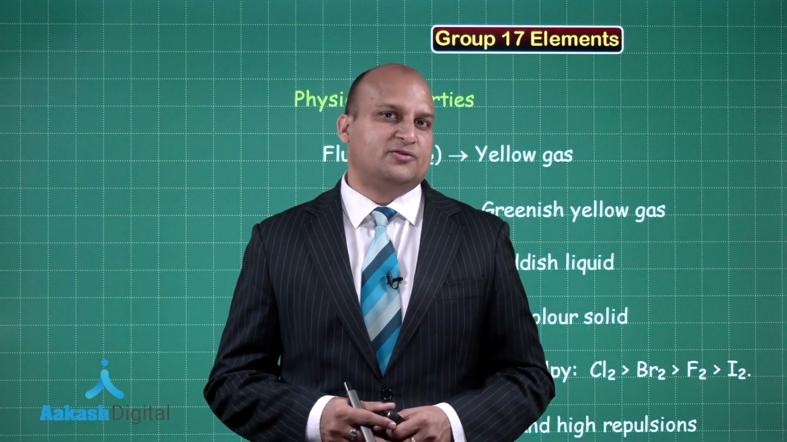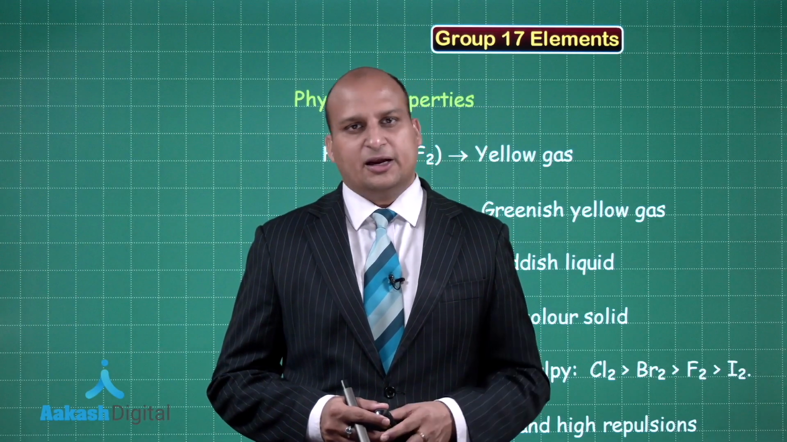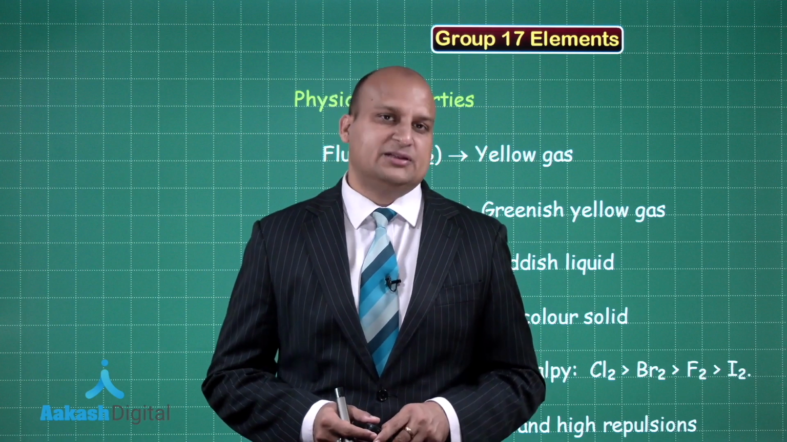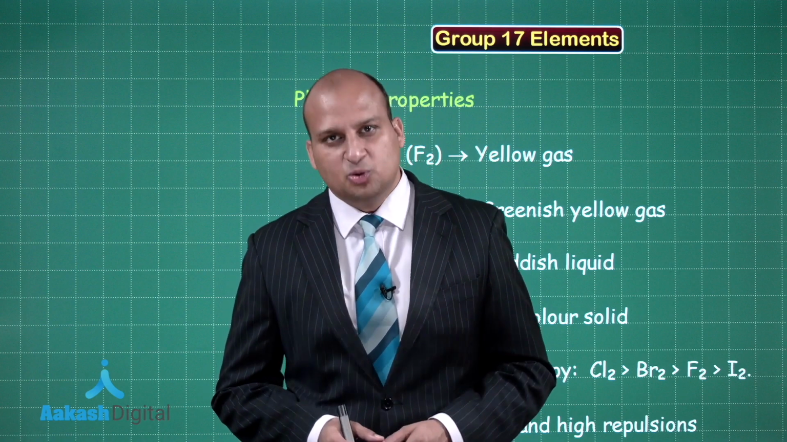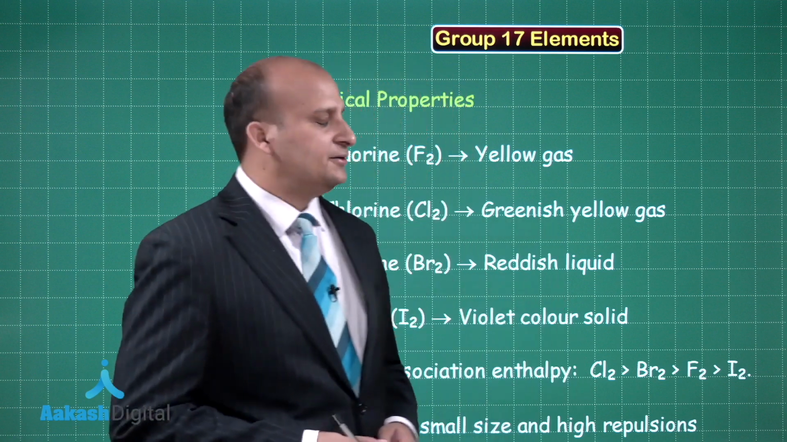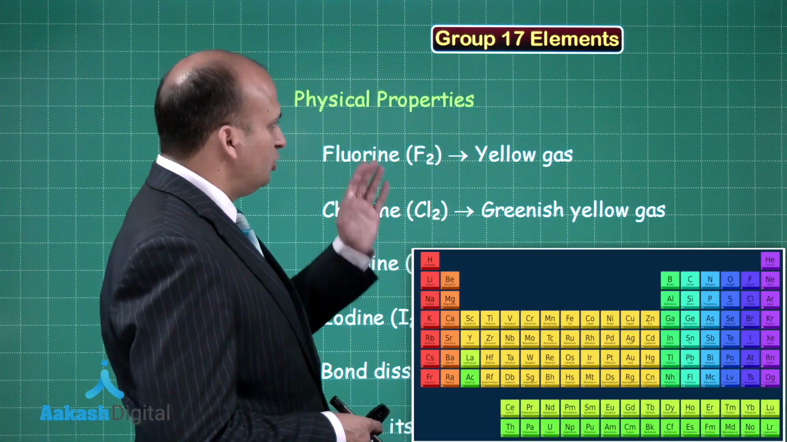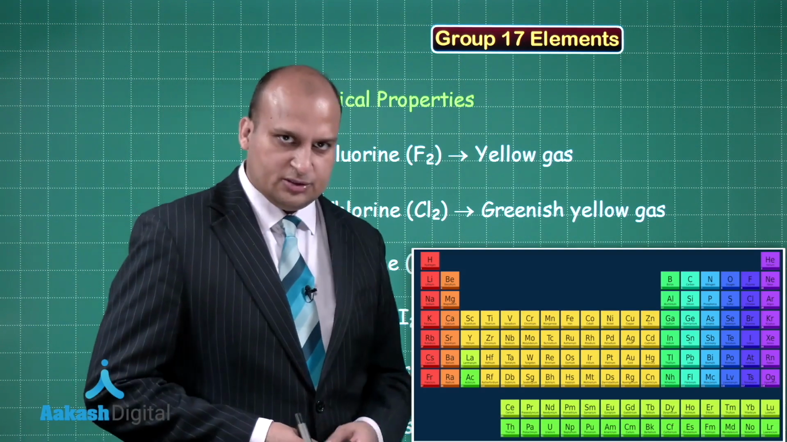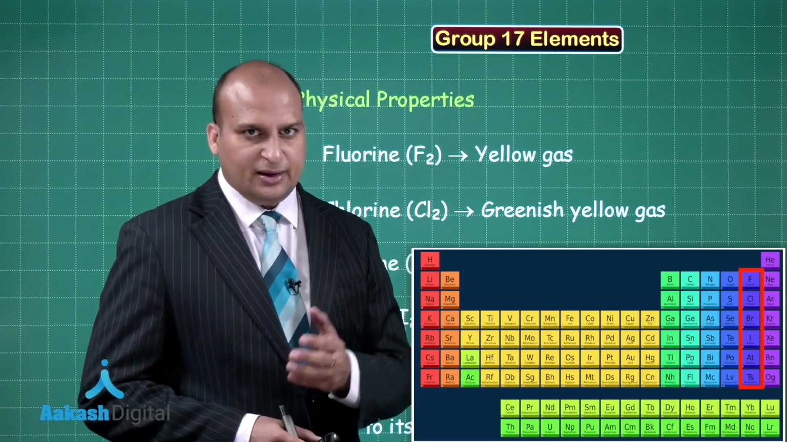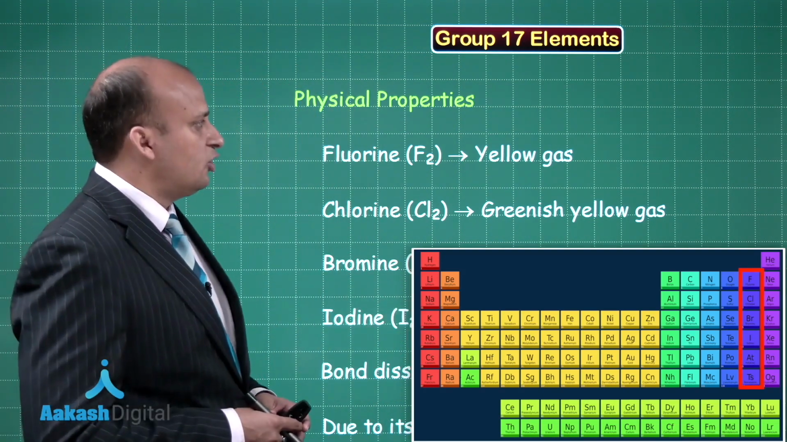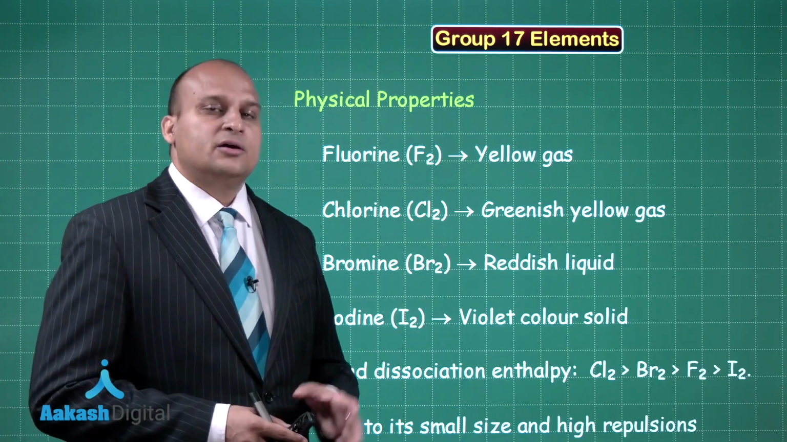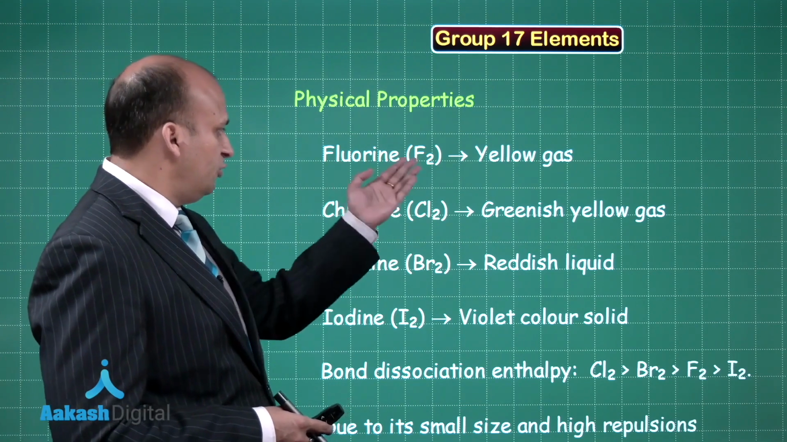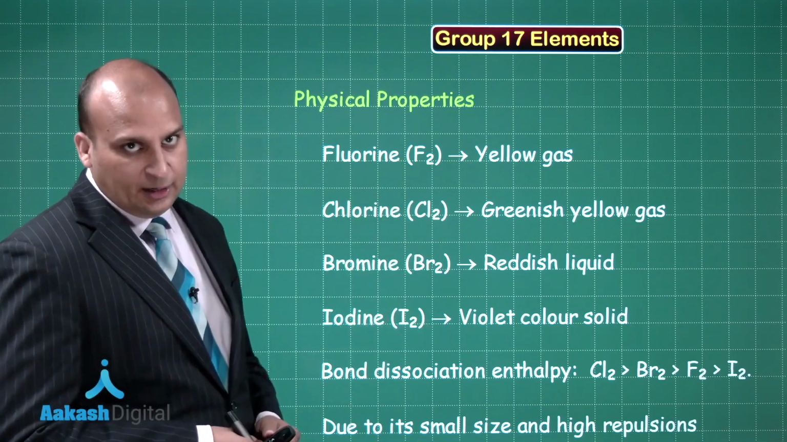Dear students, we have talked about the boron, carbon, nitrogen and oxygen family in the previous segments. In this segment, we will focus on the halogens and noble gases. Let us start. The group 17 elements are the halogens, that is fluorine, chlorine, bromine and iodine. We do not talk about astatine much, that being radioactive. So, our focus will be on fluorine, chlorine, bromine and iodine.